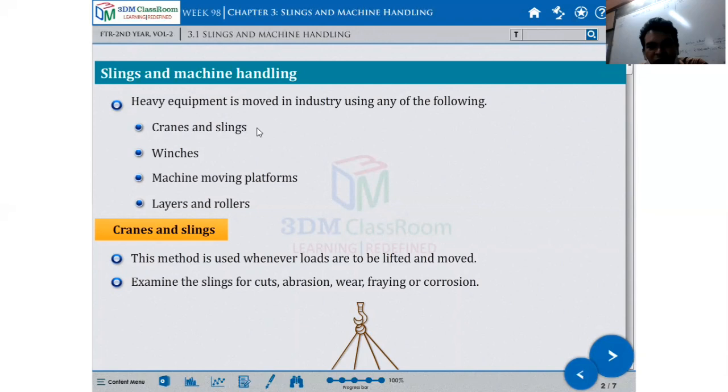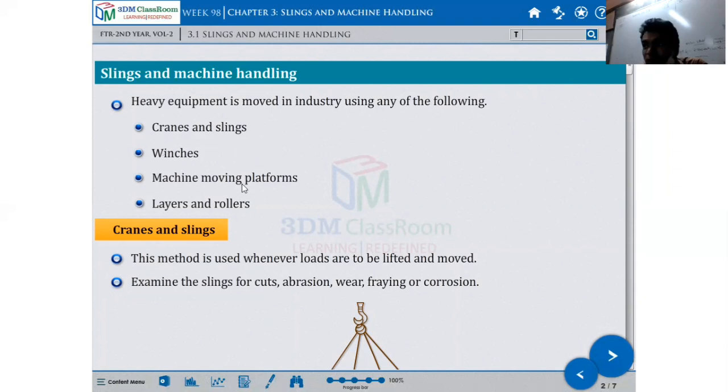Heavy equipment is moved in the industry using any of the following, for example crane and slings. This is the most useful in the industry. Inside the industry, you will see on the overhead there will be yellow color cranes. They are moving left and right, and the hoist will come down and, with the help of a motor, drum, wire rope and hook, you can lift the heavy equipment and shift it to another place. So crane and slings are used for this.